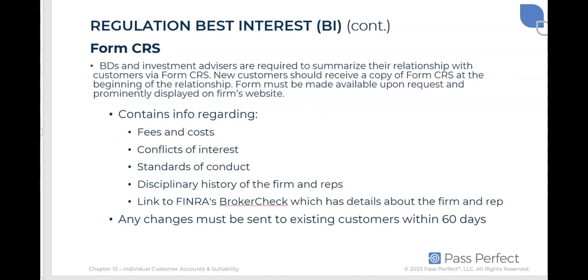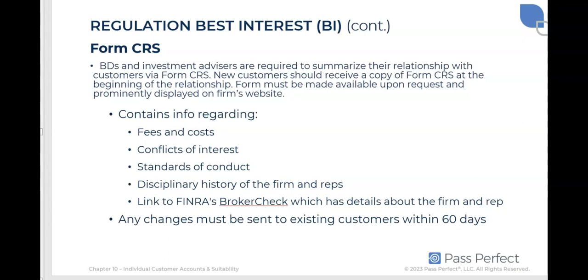So the Form CRS, as I mentioned, is a summary document, and customers receive it at the beginning of the relationship. That would mean when they open the account, but if they had an existing account and get any advice or recommendations, they also get Form CRS. What does it include? Fees and costs, conflicts of interest, standards, all these things that have to be there, but also a link back to BrokerCheck.